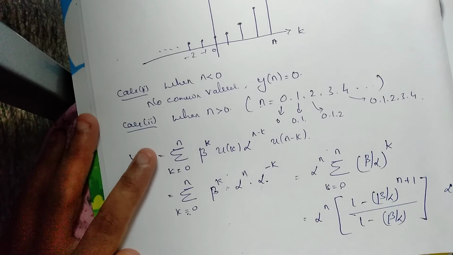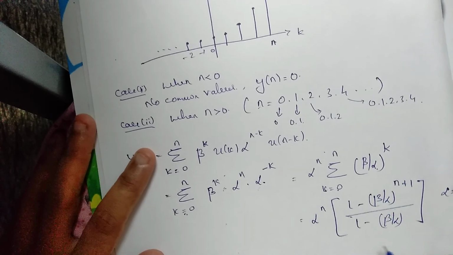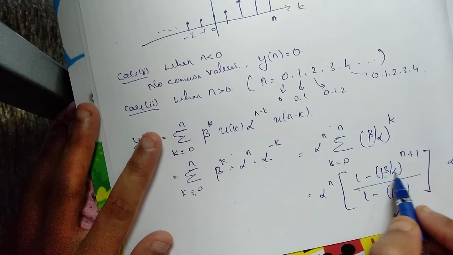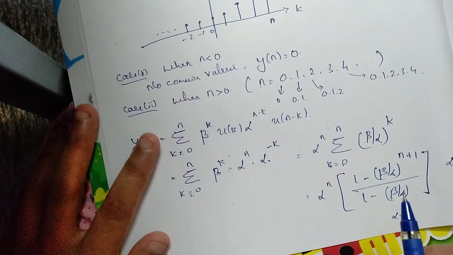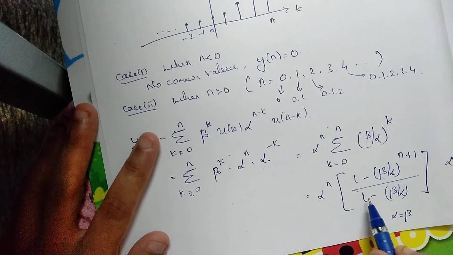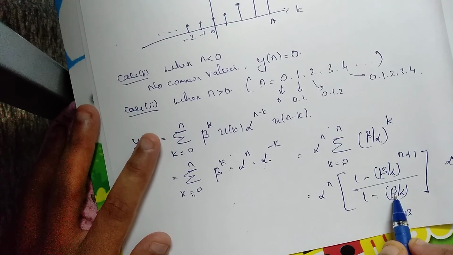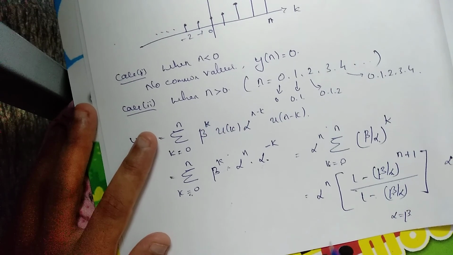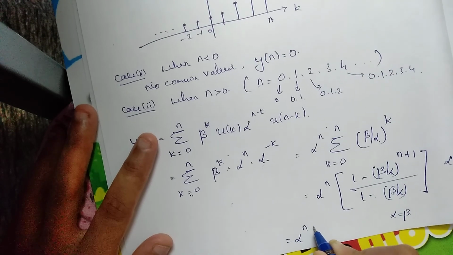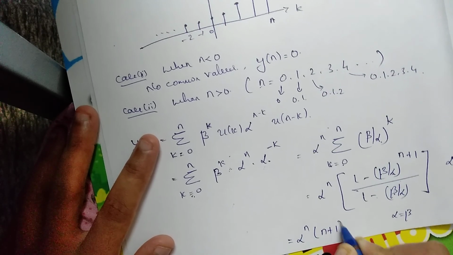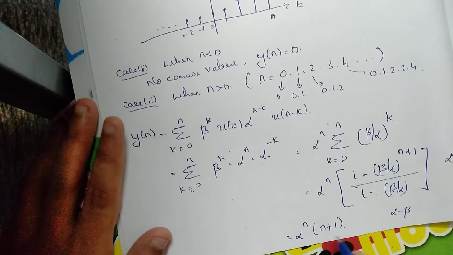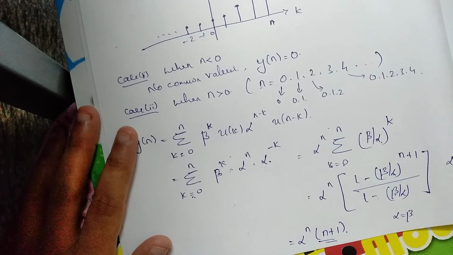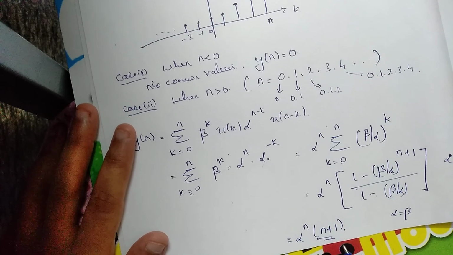So what happens if alpha is equal to beta? Substitute: both are equal, so they will get cancelled, and that will be 1. Here also this will be 1. 1 minus 1 will always be equal to 0. So this whole thing can be written as alpha to the power of n into n plus 1. This is when alpha is equal to beta. This we are writing using L'Hospital rule.